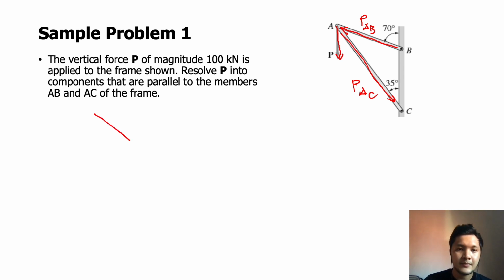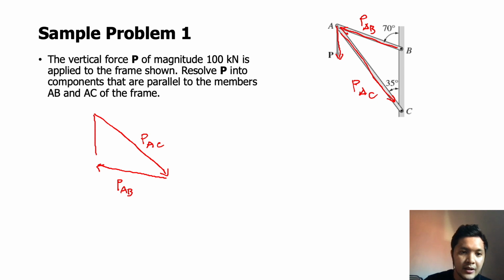Now to redraw that, let's first draw the component that is parallel with AC. So that is PAC. And then next, let's draw PAB from the tip of PAC. Okay, so this is PAB. Now the resultant vector, or the vertical force, we can draw here from the tail of PAC going to the tip of PAB. So this is P.